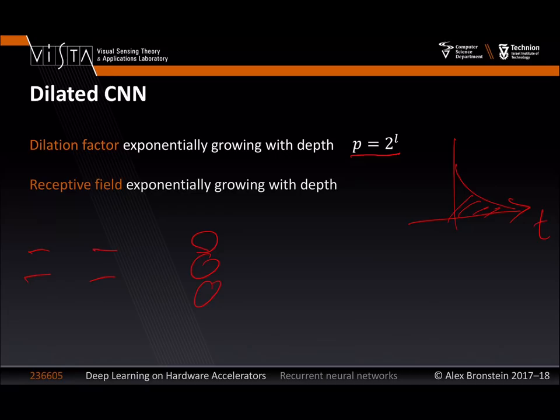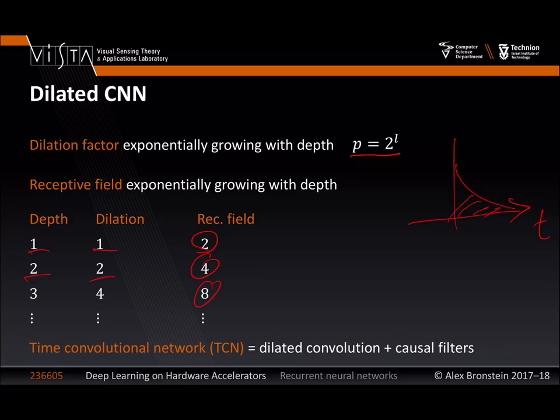Okay, any questions? Yes. Is it correct to say that TCNs have more parameters than simple LSTM or RNN? So, well, usually the TCNs will have more parameters than RNNs.